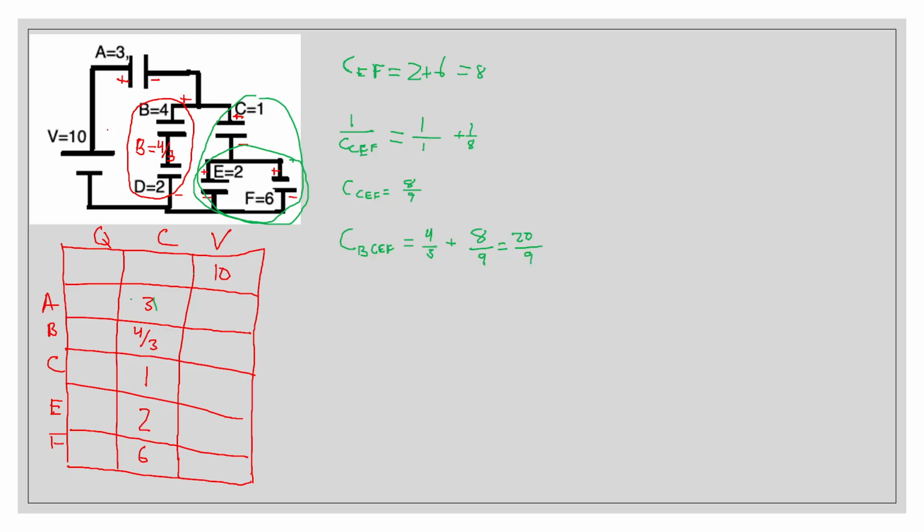Okay, and then we have C total, right? Oh, I'll just keep going. 1 over C total is equal to 1 over A plus 1 over C_B,C,E,F. And when you do that, C total comes out to be 1.28. All right.